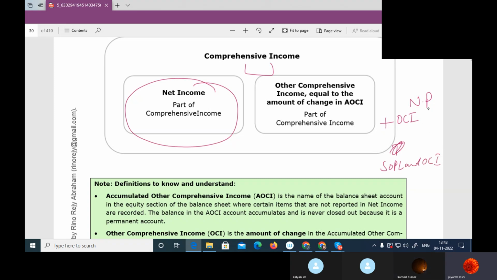Suppose my net profit is 100,000, and I have added some other comprehensive income items as 20,000. So what is my total? 1,20,000. This is the total of SOPL and OCI. Correct or wrong?